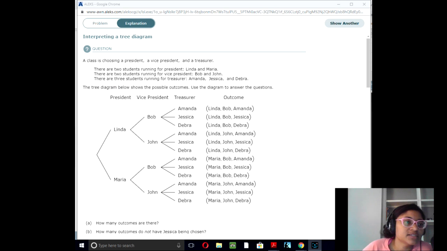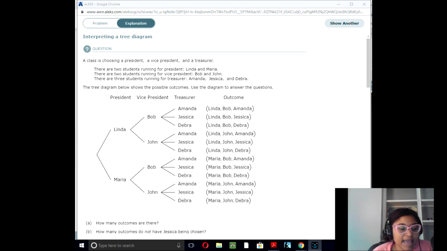Okay, the next problem requires us to interpret a tree diagram. These can be a little tricky because there's so many different ways that things can go. So let's get started. A class is choosing a president, a vice president, and a treasurer. There are 2 students running for president, Linda and Maria. There are 2 students running for vice president, Bob and John. There are 3 students running for treasurer, Amanda, Jessica, and Deborah. The tree diagram below shows the possible outcomes. Use the diagram to answer the questions.